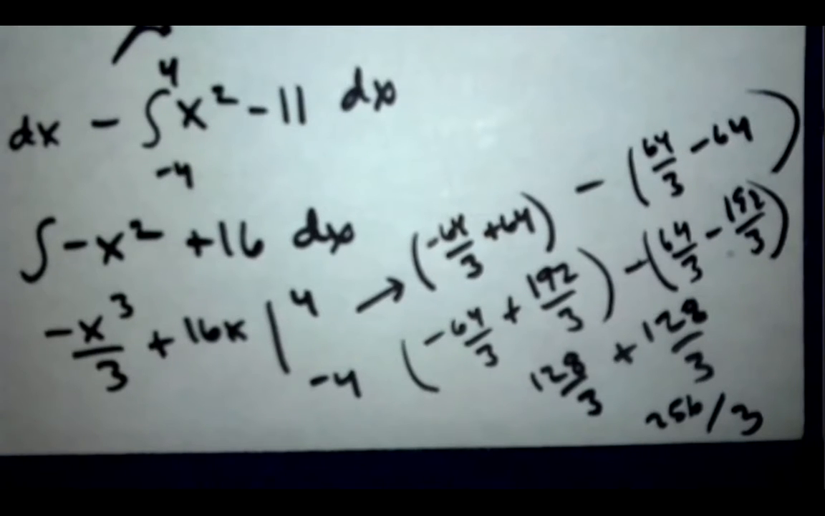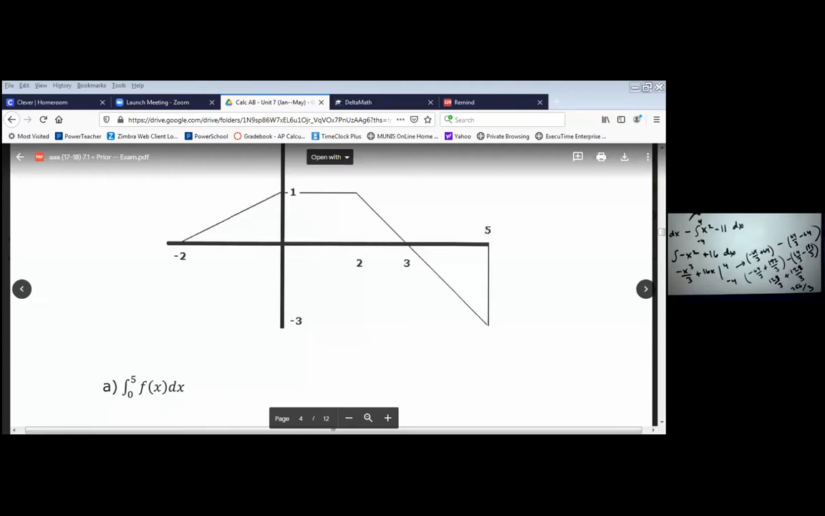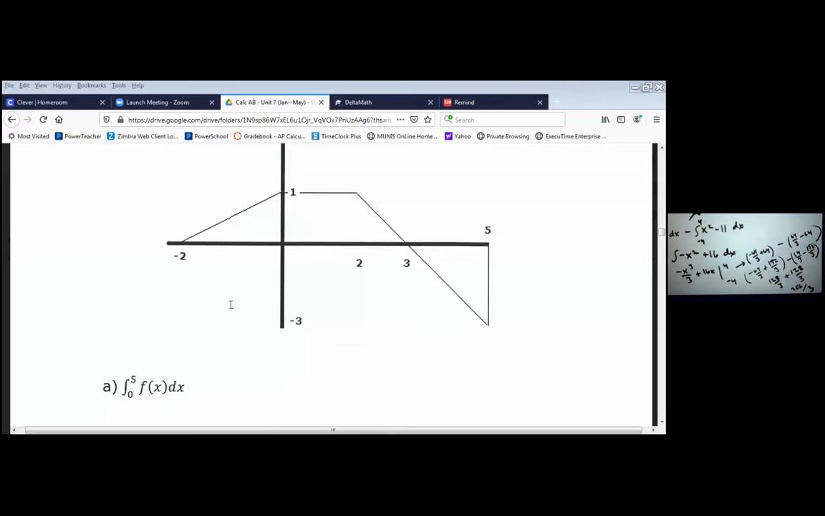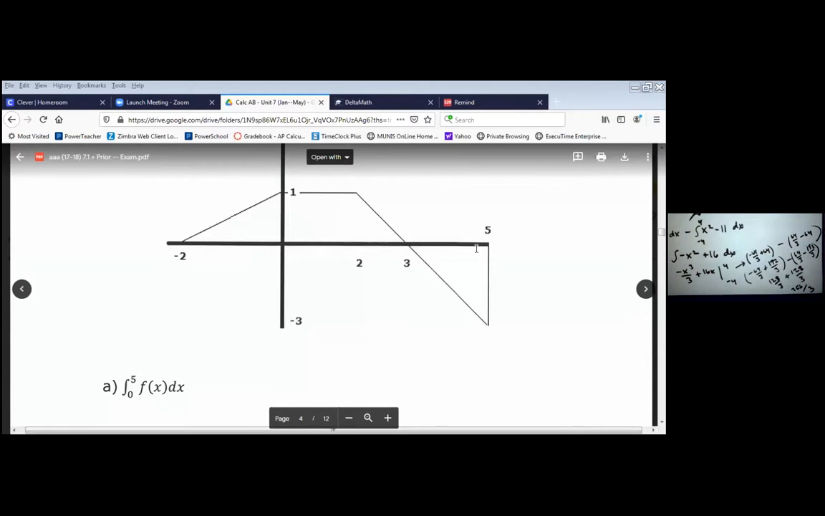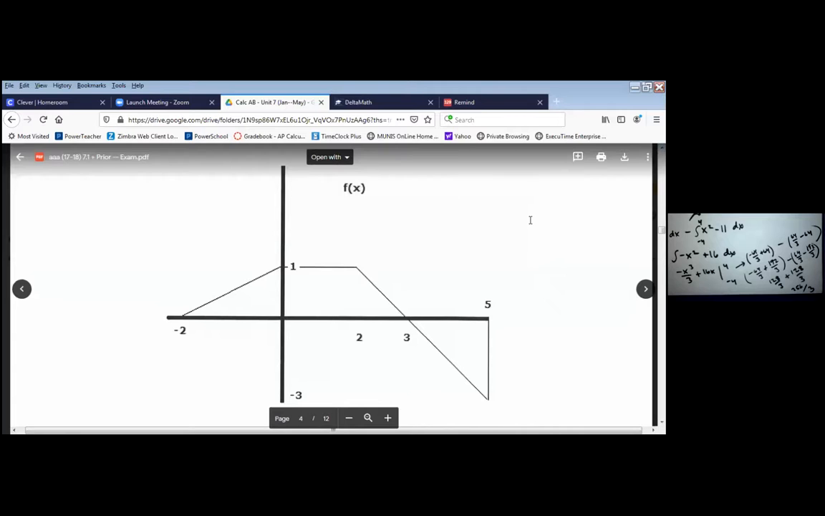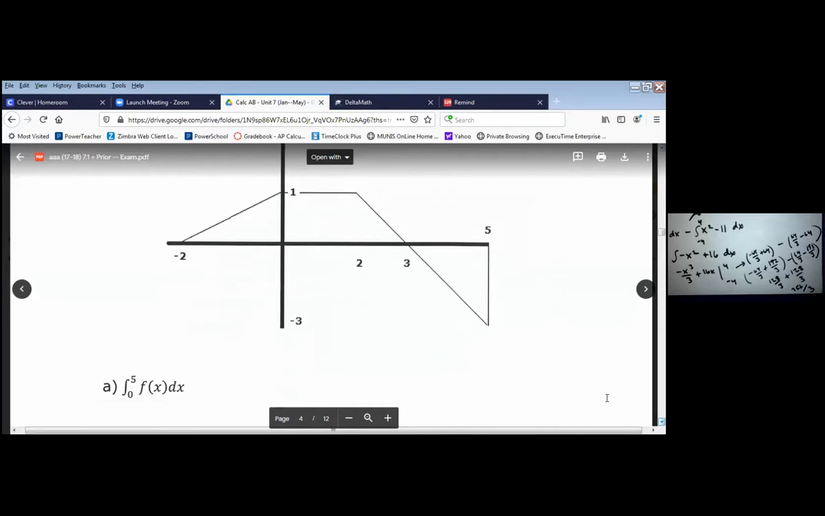All right, so now I'm looking at number 8. Given the areas below, let's turn this to a screen share so we can talk. Okay, can you see the screen? Yeah. All right, so what are we looking at? 0 to 5 of f of x. This is the graph of f of x. So 0 to 5, make sure you pay attention to the bounds. That means they want the area from 0 to 5.